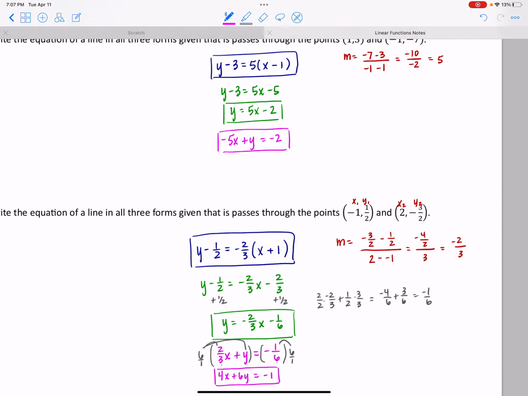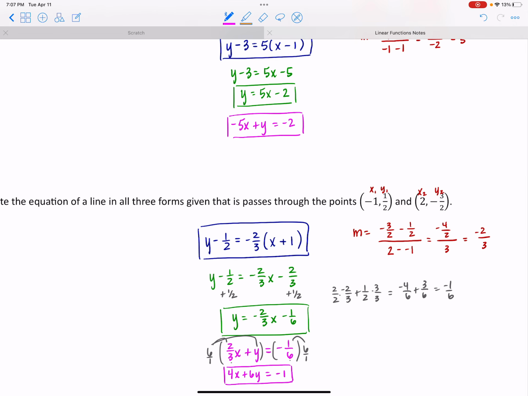Okay? So our ability, again, to write linear functions, regardless of the way we're given the information, is going to be vital to our success in finding derivatives when we get to calculus. So hopefully this was a good review. Hopefully this is all familiar.